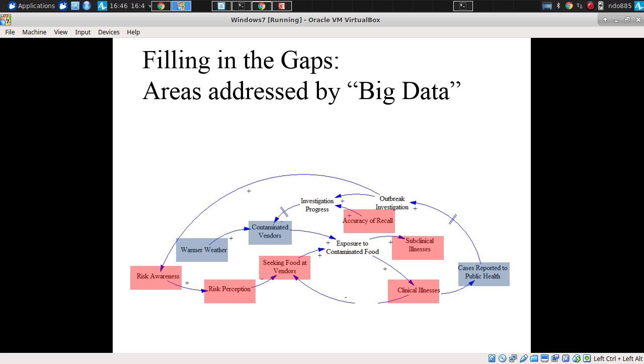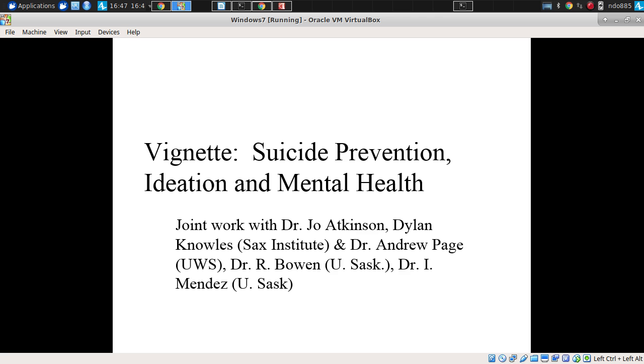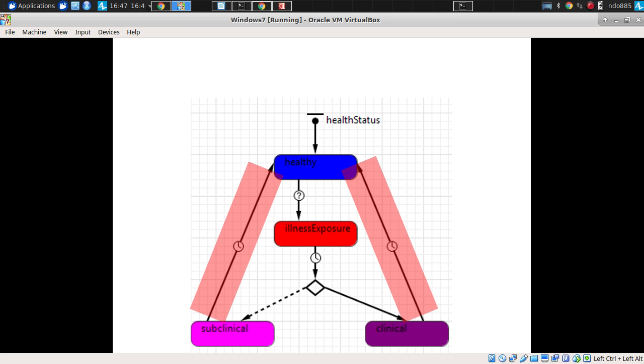We actually examined, and I didn't have time to go into it here, the accuracy of recall. We looked at what they actually reported physically versus their recollection of it a certain number of days later. We captured aspects of subclinical illness, and could look at what fraction of those cases did they actually seek care, their food seeking at particular vendors, and we could record as well aspects of their risk perception and risk awareness over time. Now, all of this information can go into a model, and we have models that characterize aspects of their health state and its evolution over time. So, where they're exposed to illness, whether they develop subclinical or clinical illness, and look at times for recovery.